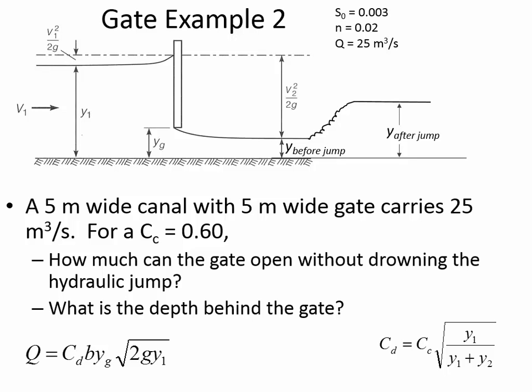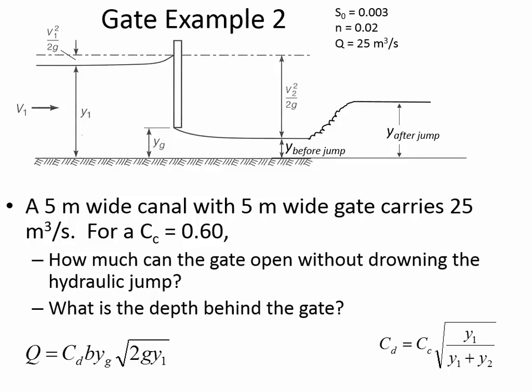y sub c, which is 1.366 meters divided by 1.78 meters, which is the depth downstream of the jump, to the 3rd power, and we get 1.022 meters is the jump depth. That's the depth before the jump. So here, the y before is 1.022 meters.